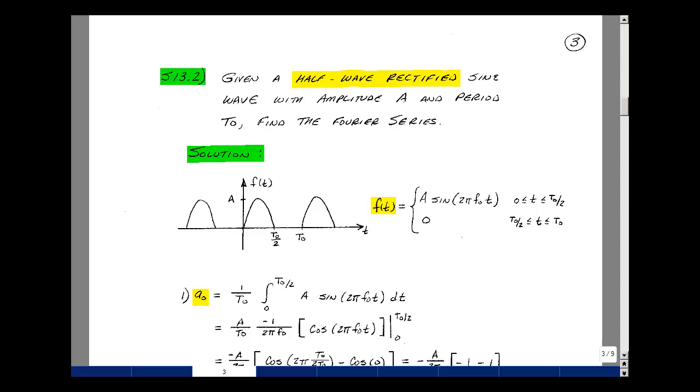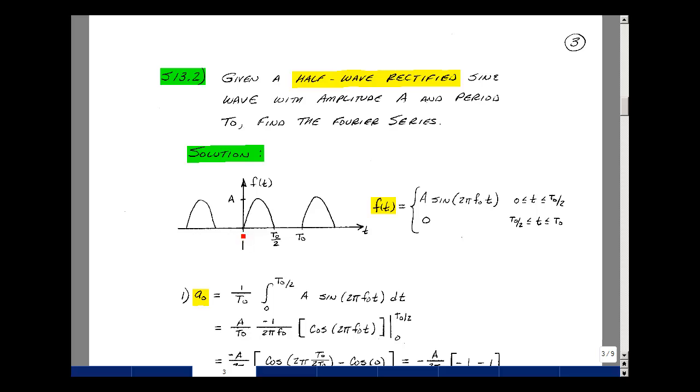Let's look at supplemental problem 13.2. You can find this problem in the ECE202 ebook in the Chapter 13 supplemental problems, starting on page 3. Given what's called a half-wave rectified sine wave with an amplitude of A and a period of T0, can you find the Fourier series? What I've sketched below is the waveform for a half-wave rectified sine wave.